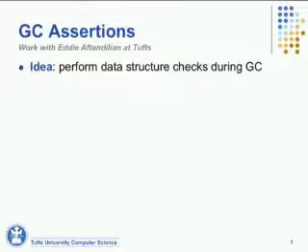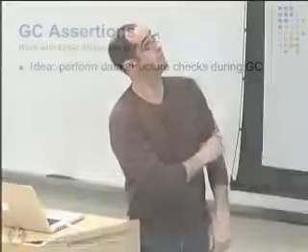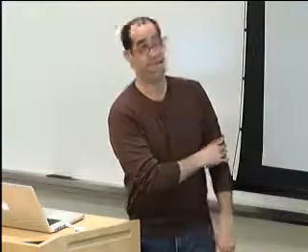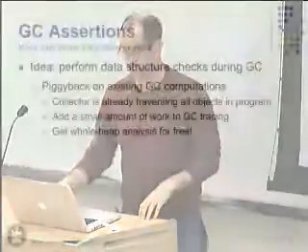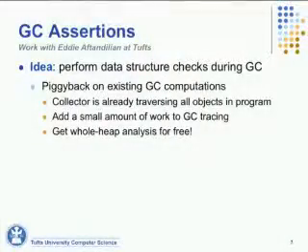All right, so this work, GC Assertions, is work with my PhD student, Eddie Aftandelian. The idea is we'll perform data structure checking during garbage collection. The advantage of this is we'll piggyback on existing computations that we're already paying the performance cost for.